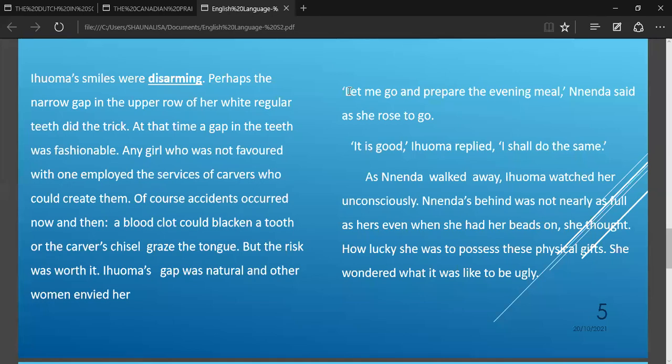Good. It is good, Ihuoma replied. I shall do the same. As Nenda walked away, Ihuoma watched her unconsciously. Nenda's behind was not nearly as full as hers, even when she had habits on, she thought. How lucky she was to possess these physical gifts. She wondered what it was like to be ugly.